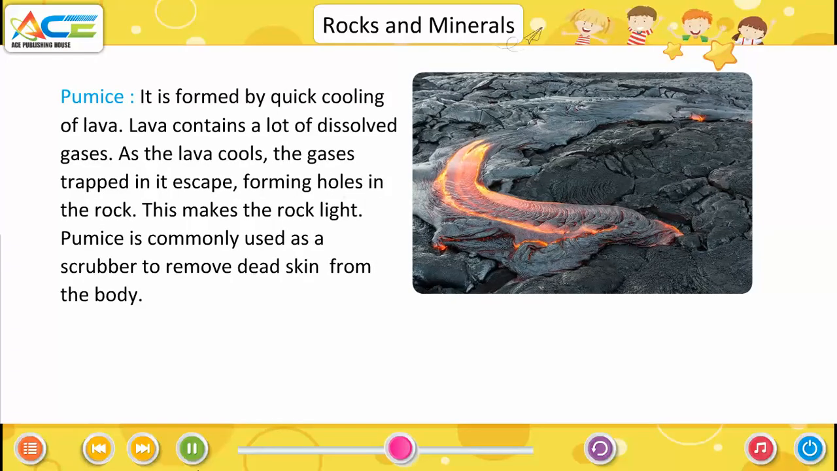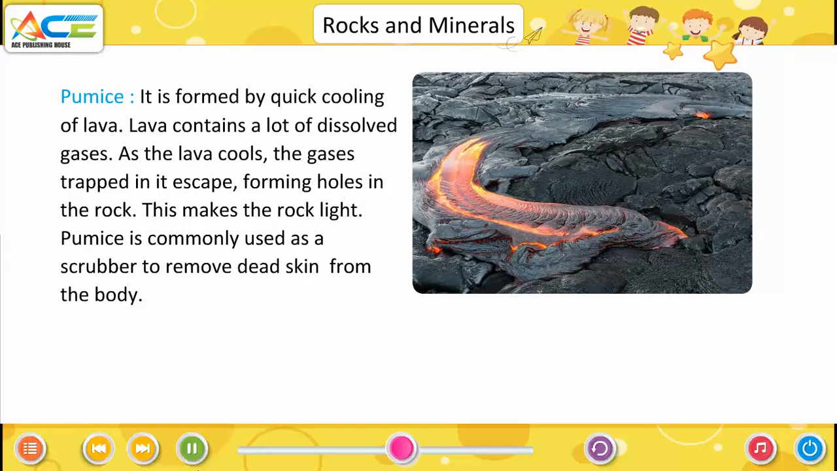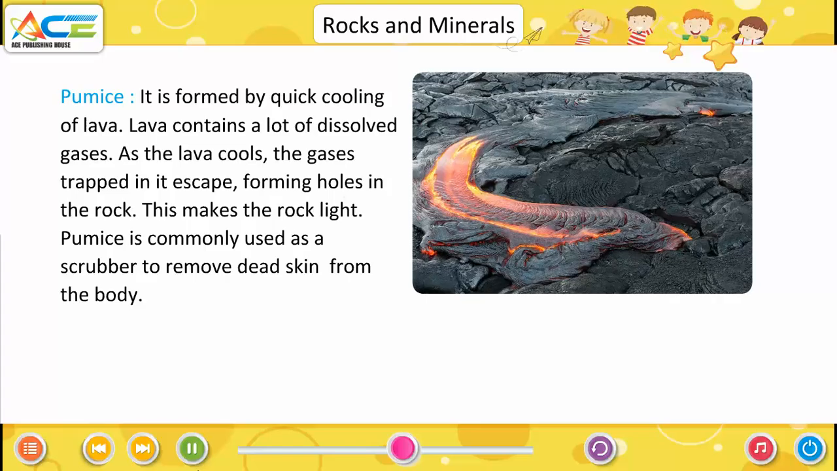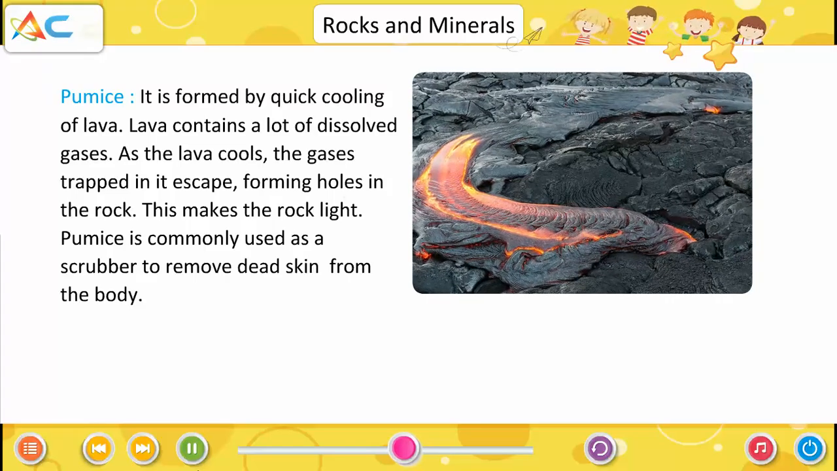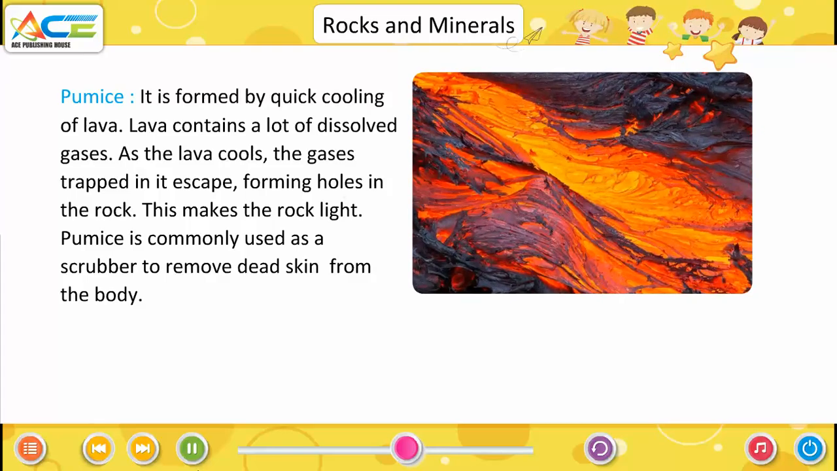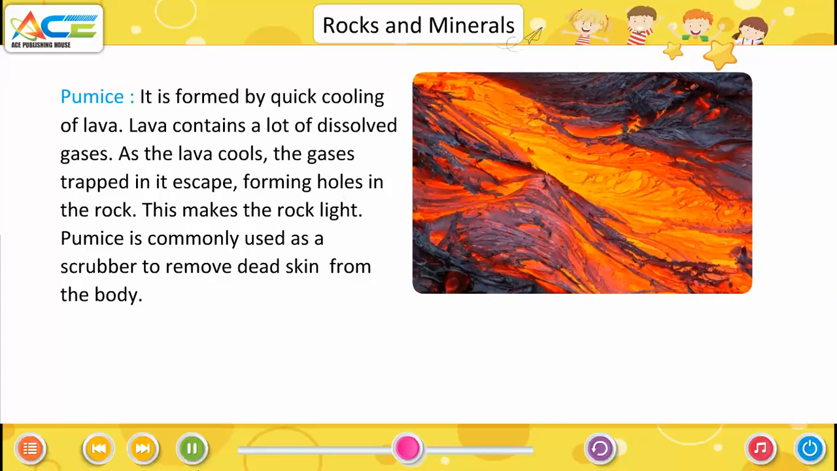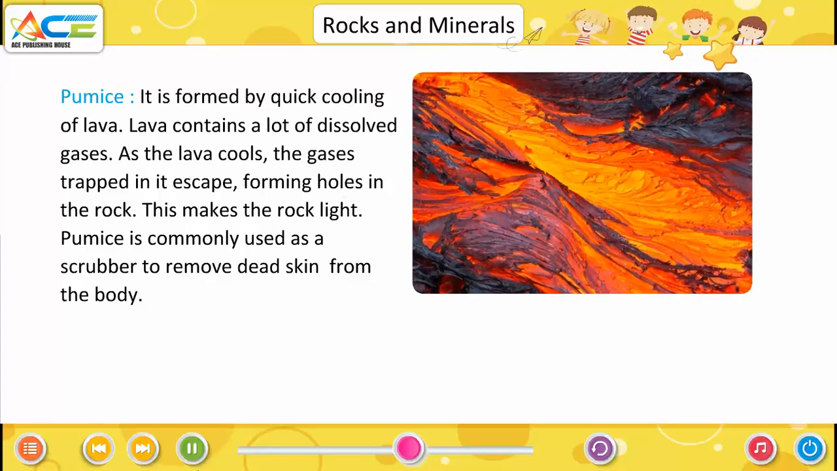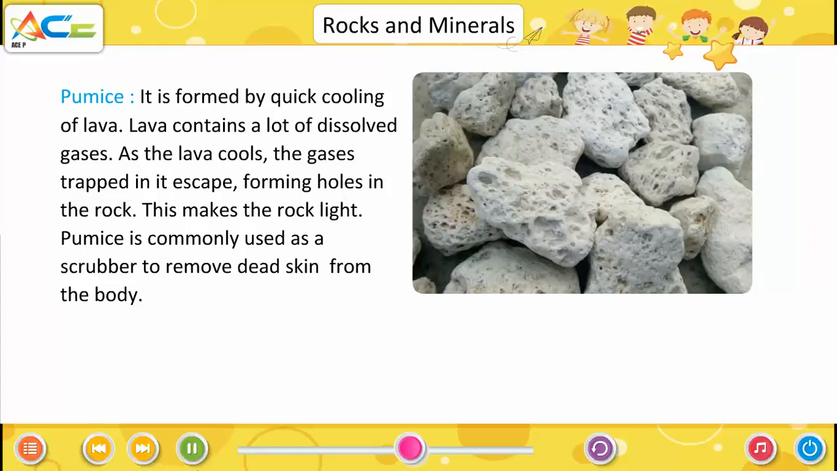Pumice. It is formed by quick cooling of lava. Lava contains a lot of dissolved gases. As the lava cools, the gases trapped in it escape, forming holes in the rock. This makes the rock light. Pumice is commonly used as a scrubber to remove dead skin from the body.